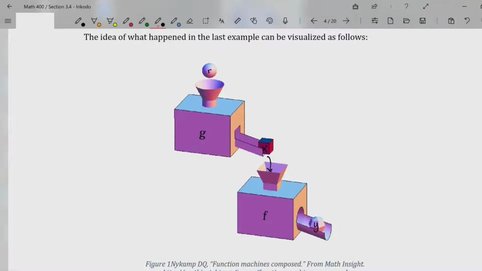Plug something in g, and g pops out some value, plug that value into f, and you get out some value of y. And this is mathematically what we're saying. y is f of g of r. g is a function of r. It pops out some value, which we would normally call x, and then you plug that value into f to get you a y value in the end.